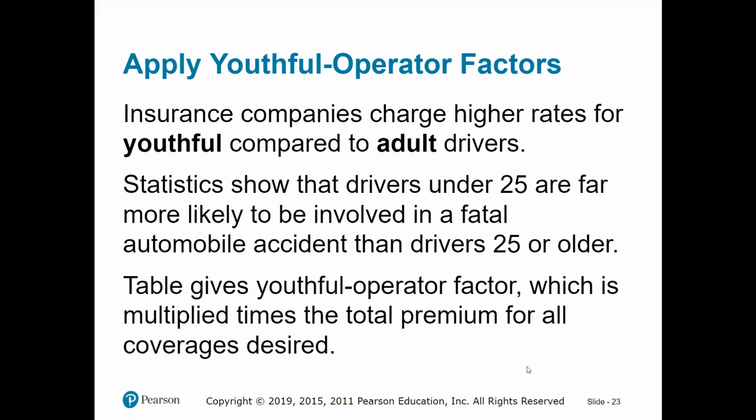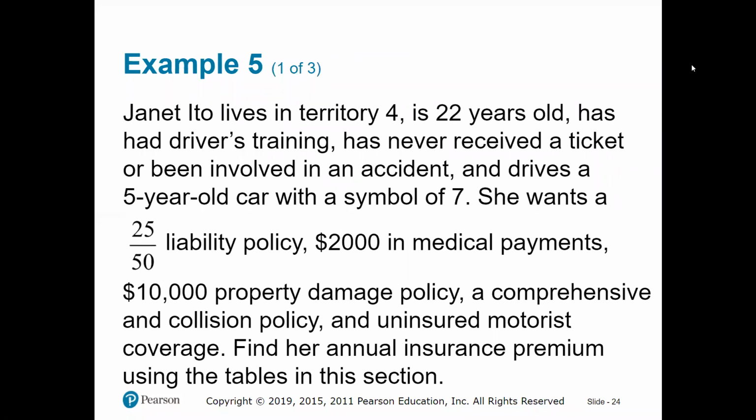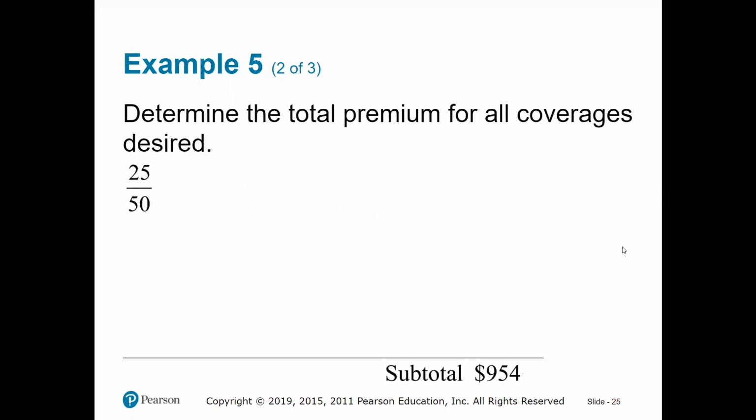The table gives the youthful operator factor, which is multiplied times the total premium for all coverages desired. So let's look at this example. Janet Ito lives in Territory 4, is 22 years old, has had driver's training, has never received a ticket or been involved in an accident, and drives a 5-year-old car with symbol 7. She wants a $25,000/$50,000 liability policy, $2,000 in medical expenses, a $10,000 property damage policy, comprehensive and collision policy, and uninsured motorist coverage. Find her annual insurance premium using the tables in this section.